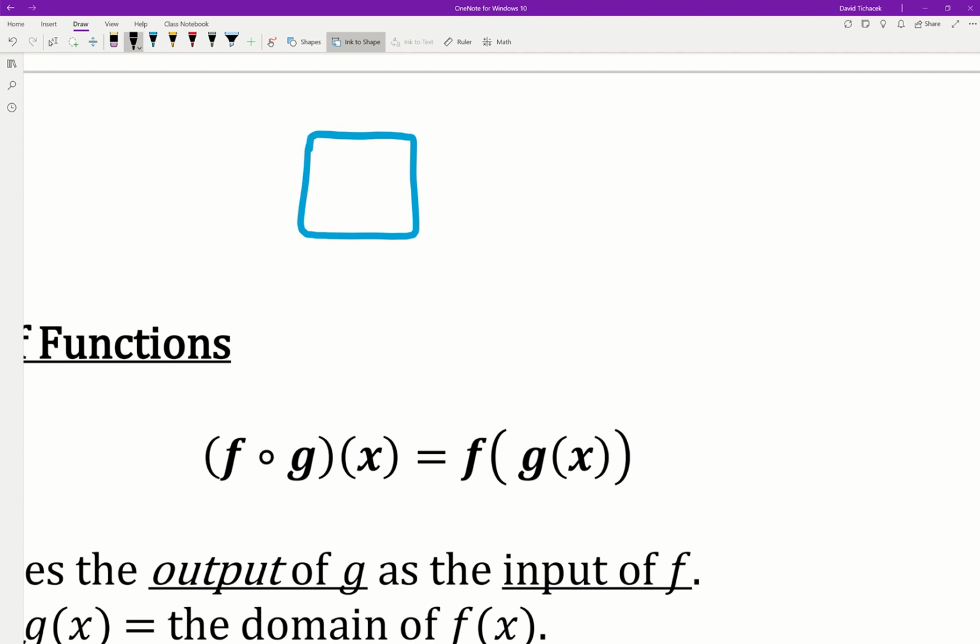So I have a G machine here, which I'll go ahead and color blue. So this is my G machine. Again, it takes in inputs and spits out outputs.